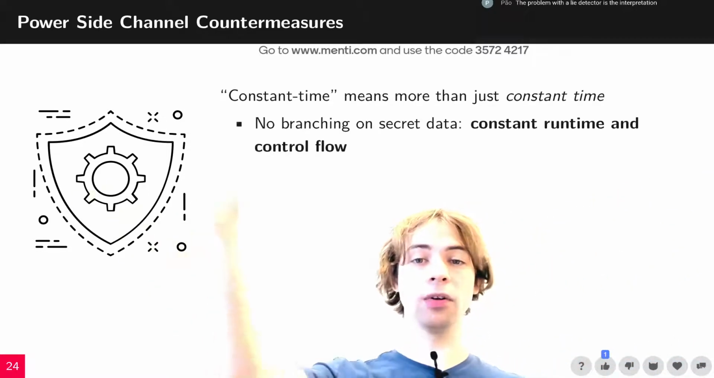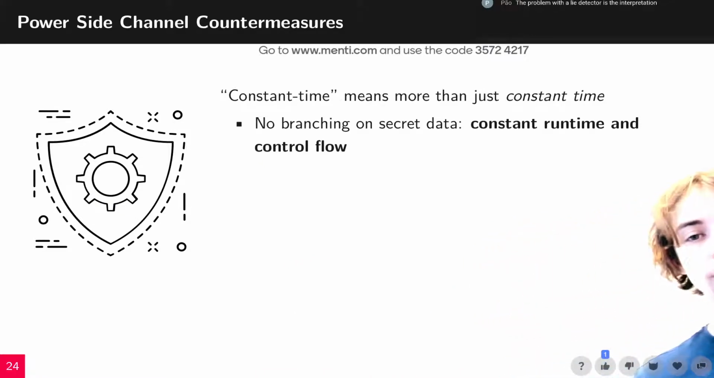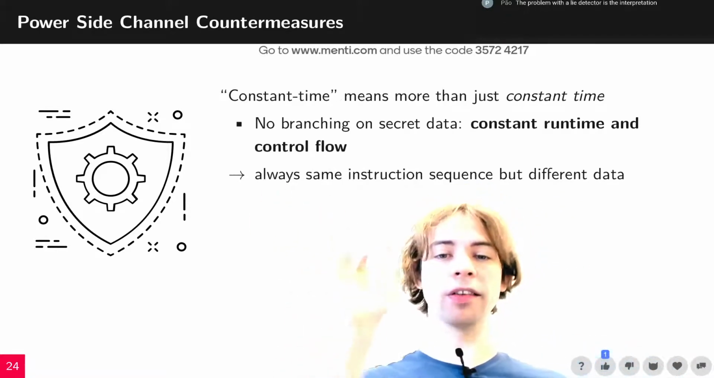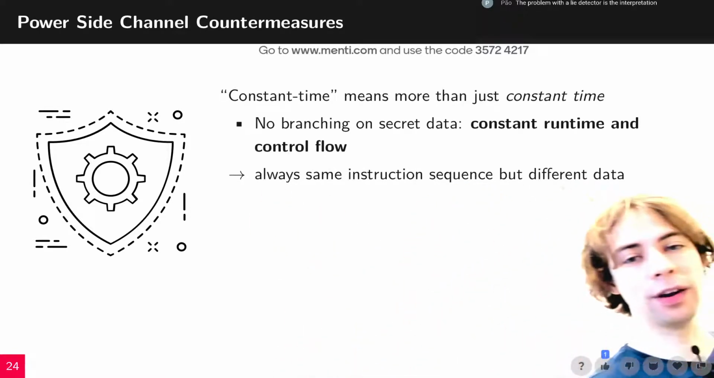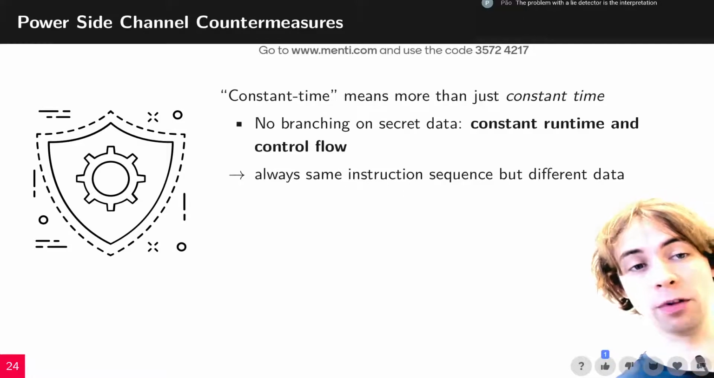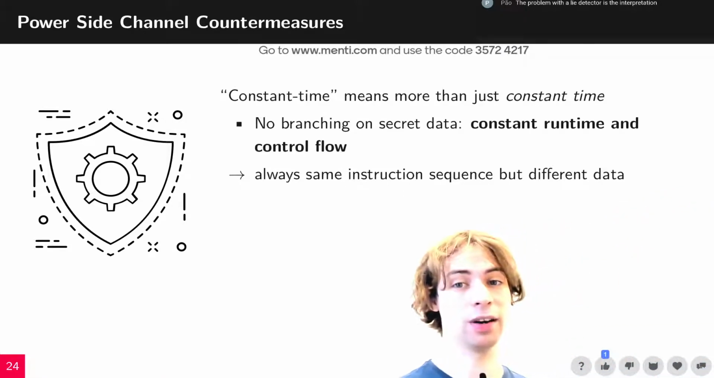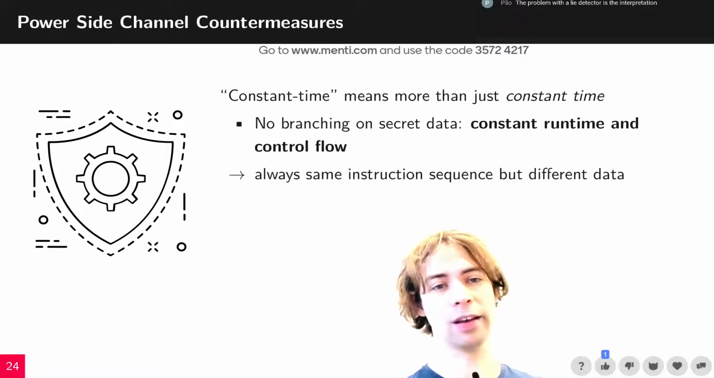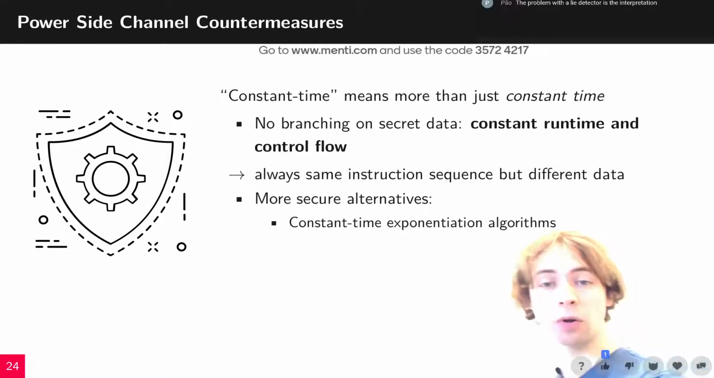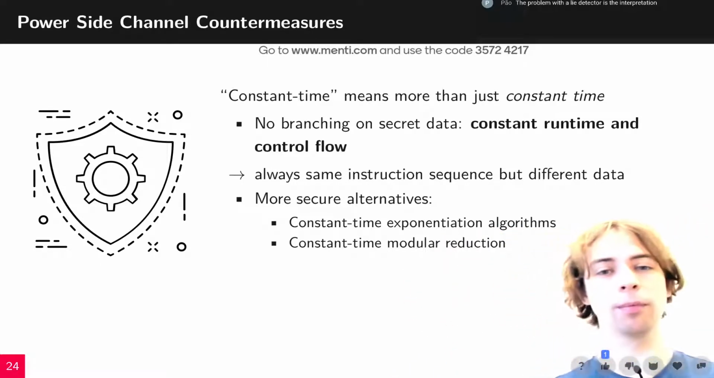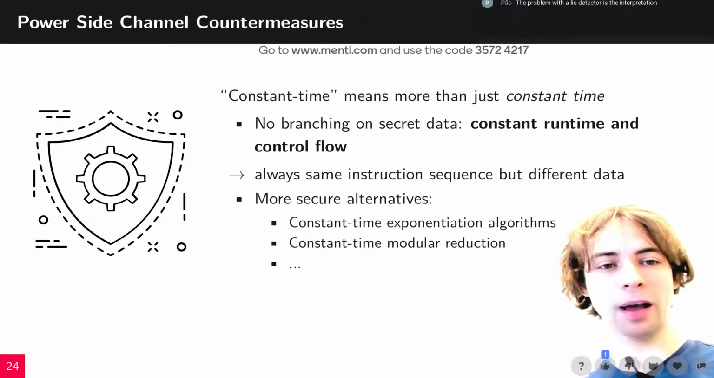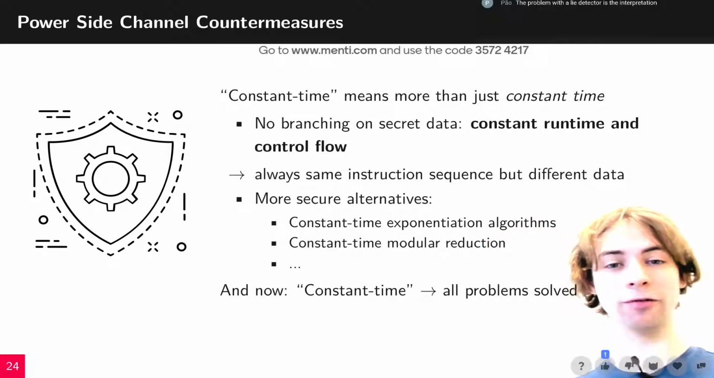They mean no branching on secrets. The runtime must be constant, but the control flow as well. Everything has to be the same, always the same instruction sequence. The only difference that is allowed is different data. But the instruction sequence must always be the same. So you can't have any branches in the code that processes your secrets anymore. So you would switch to secure alternatives like constant time exponentiation algorithms, constant time modular reduction, and so on. Everything constant time. And with that, you have everything constant time and all the problems are solved, right?